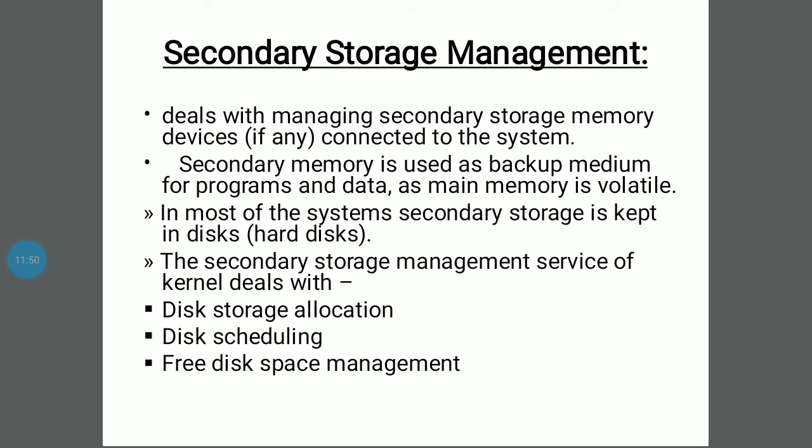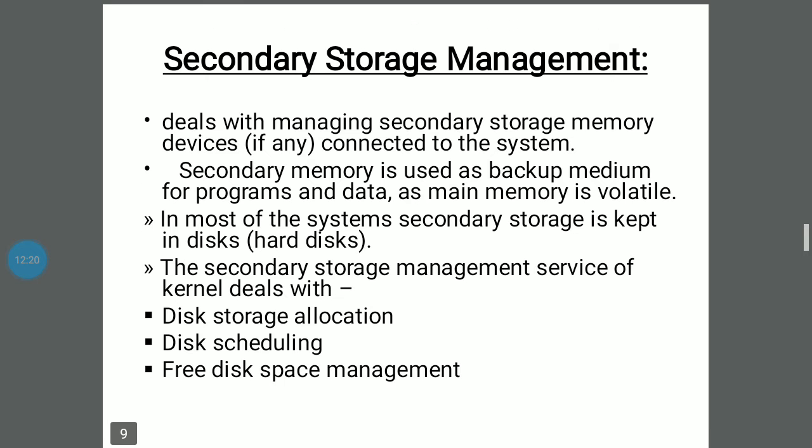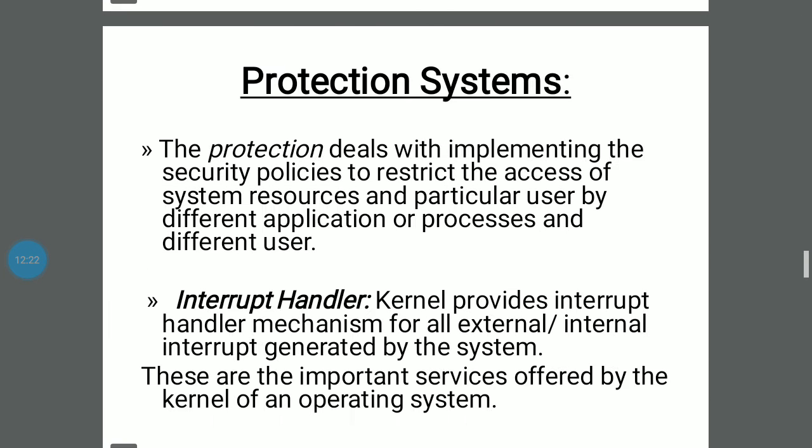In most systems, secondary storage is kept in a hard disk. The secondary storage management service of the kernel deals with the disk storage allocation, disk scheduling, and free disk space management. So in the disk, how much data has to be stored, and disk scheduling, which disk has to be scheduled first and which disk has to be scheduled next, will be done by the secondary storage management service. Free disk space management is also done by this secondary storage management.